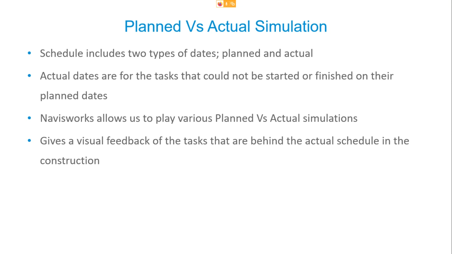So once we've got the planned start and planned end dates and the actual start and actual end dates, Navisworks then allows us to play a planned versus actual simulation and gives us visual feedback of the tasks that are behind schedule. So we can have these tasks that are behind schedule displayed in different colors for us to understand what the flow-on effects are on various other tasks.